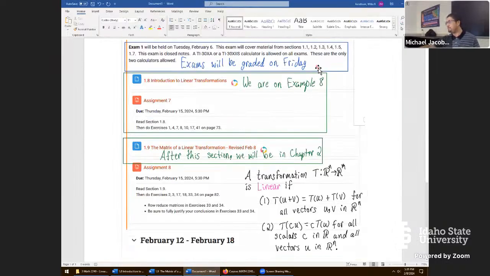But that's our intention for the exam. It'll be graded by Friday, and you should see the results posted on Moodle by Friday.